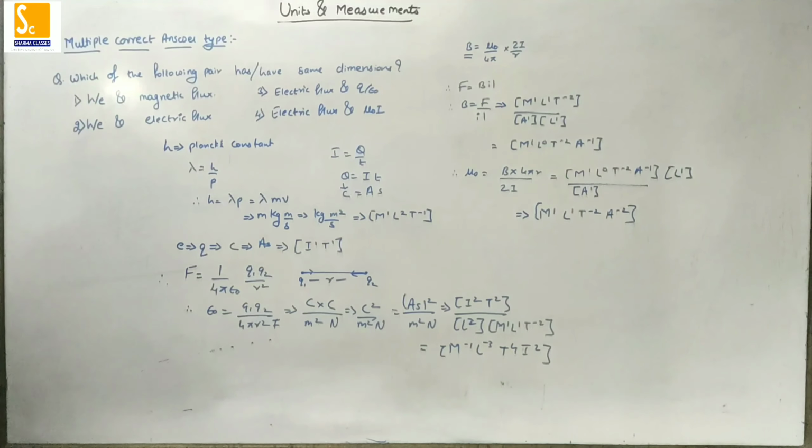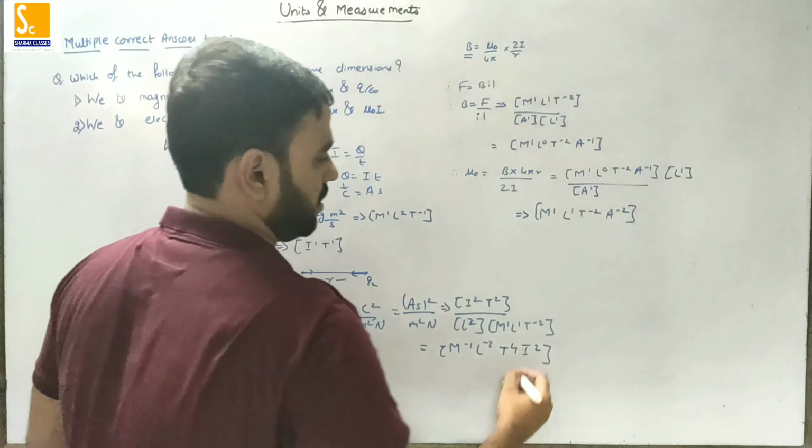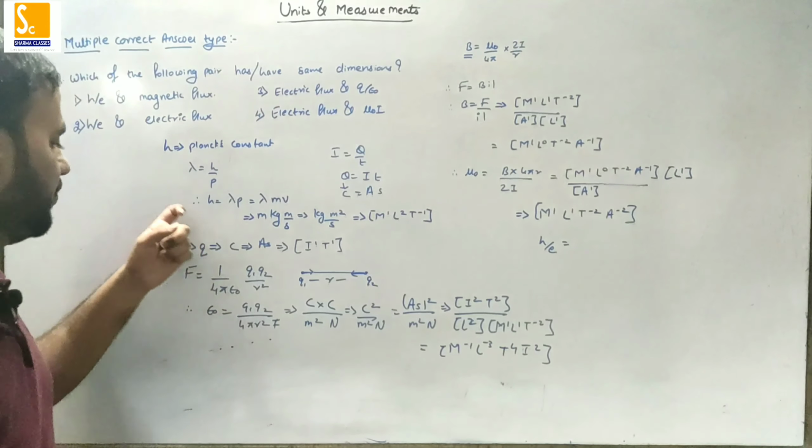Fine. So now we will analyze the quantities. Okay, so let's start with it. The first one is H by E and magnetic flux. So H by E, what is the dimensional formula for H by E?